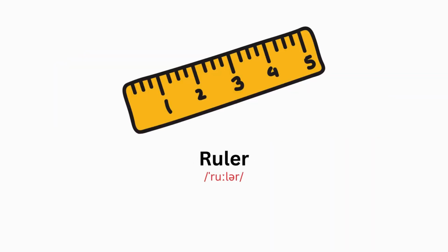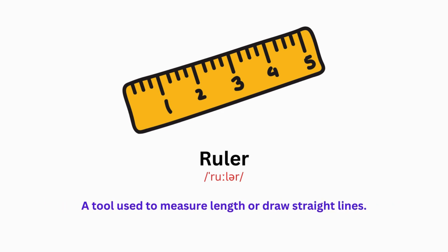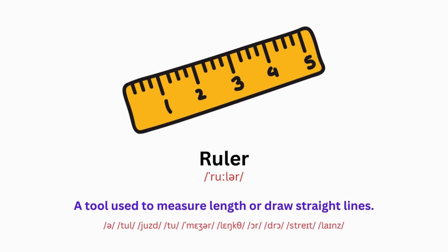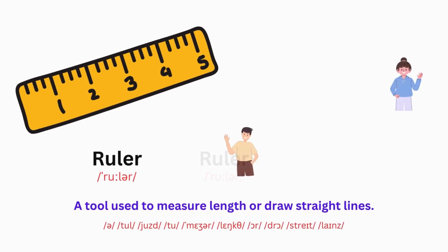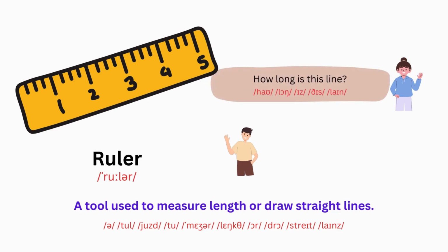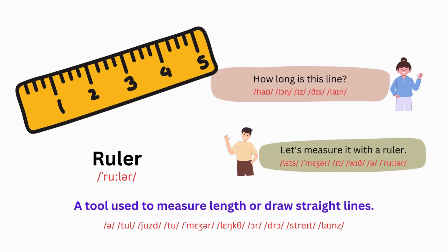Ruler. A tool used to measure length or draw straight lines. How long is this line? Let's measure it with a ruler.